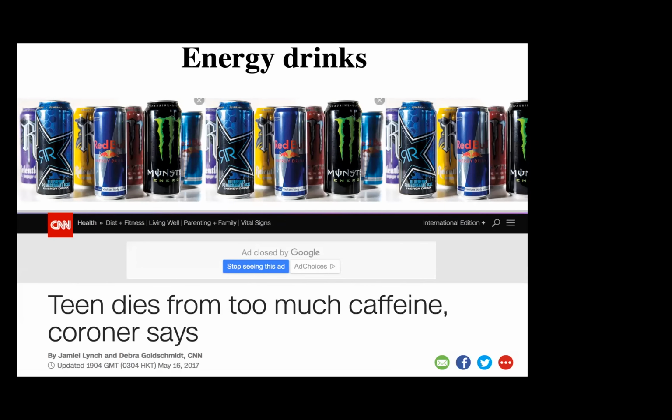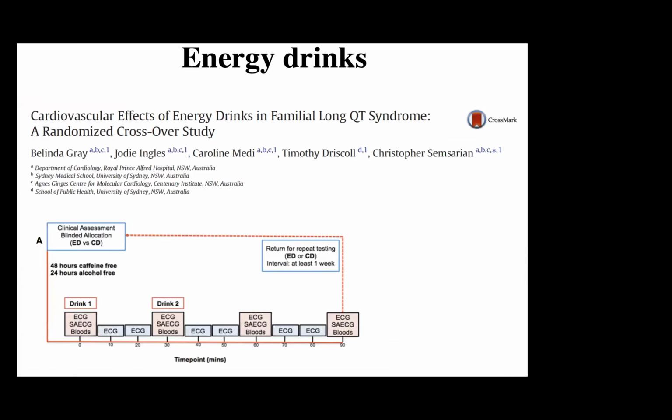Energy drinks is something that comes up from time to time. This is from CNN in 2017, where it was mentioned that a teen died from too much caffeine. And that was studied by a group in Sydney in Australia. And they studied the cardiovascular effect of energy drinks in long QT syndrome patients. The protocol is down here.